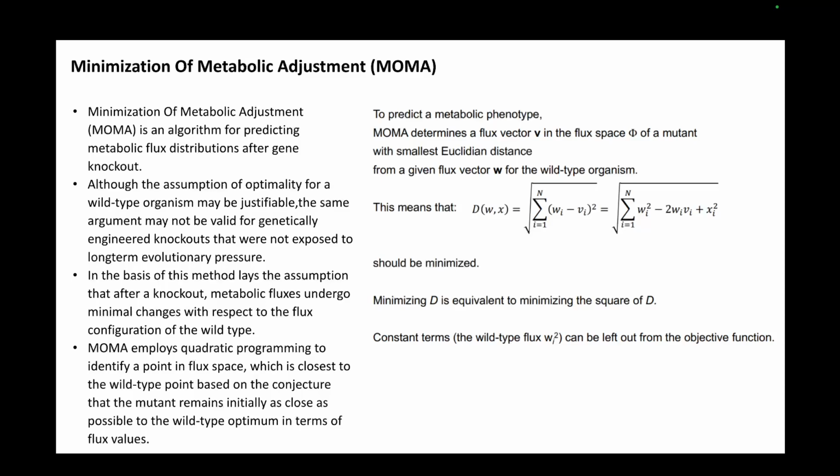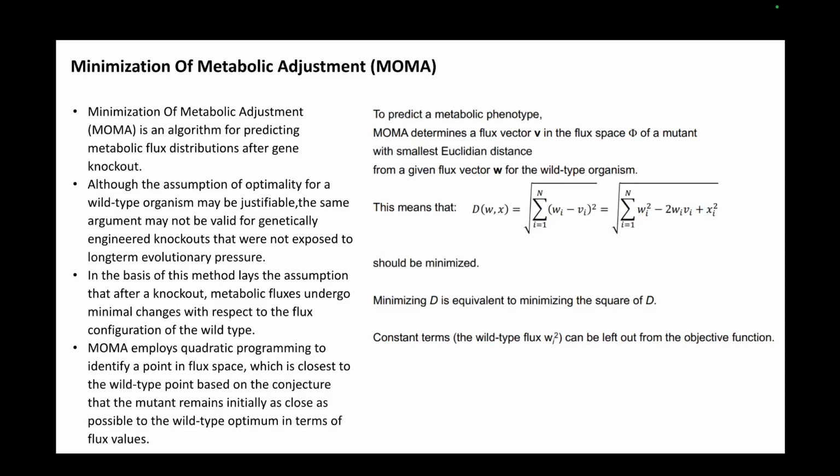So, thinking of the objective function, it is no longer sufficient just to maximize your objective function, because in a gene knockout scenario, the scenario may be different. It may be lethal. It may not be valid for genetically engineered knockouts as well. So it depends. At the basis of this method lies the assumption that after a knockout, metabolic fluxes undergo minimal changes. So here comes the concept of robustness as well.